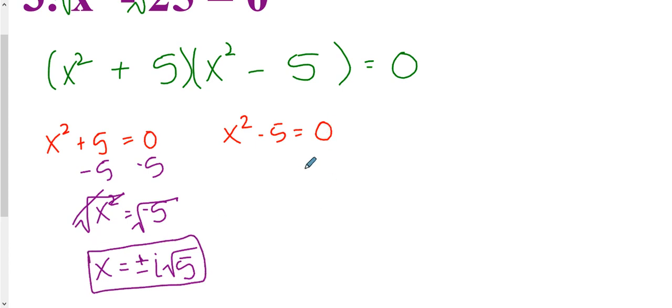The second one's very, very similar. I'm going to start by adding 5 to both sides. That gives me x squared equals 5. Then I square root both sides.